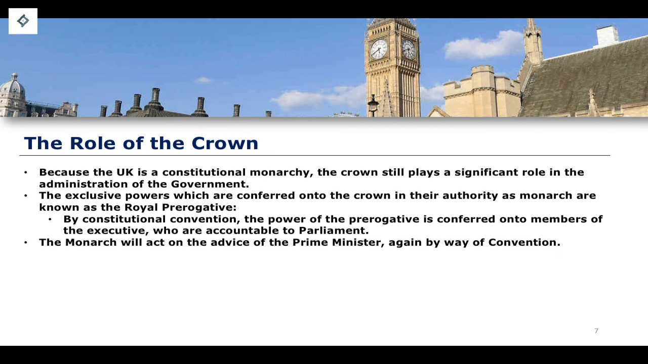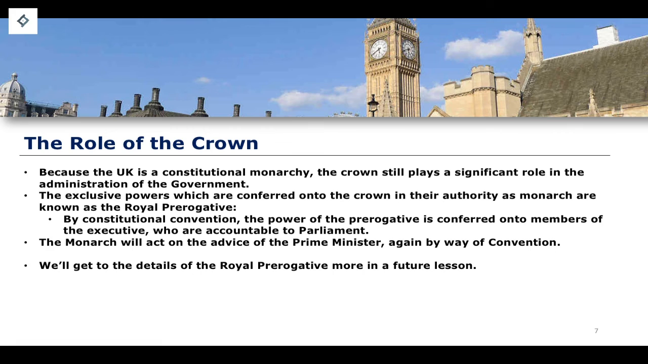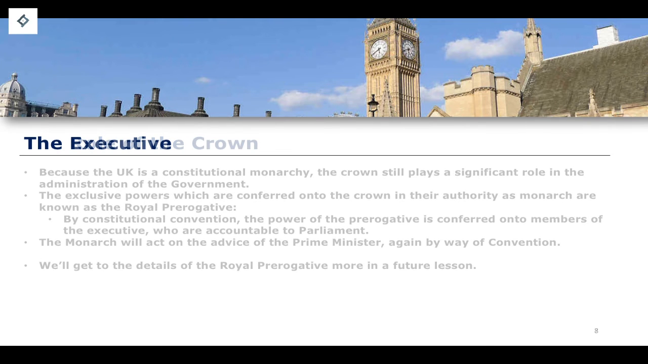The monarch will still act on the advice of the Prime Minister and the advice of the government by way of convention. They cannot act on any other advice. They cannot take any other advice outside of the advice of government. This is also a constitutional convention. And like I've said, we will get to the details of the prerogative in far more detail in future lessons as we go on.